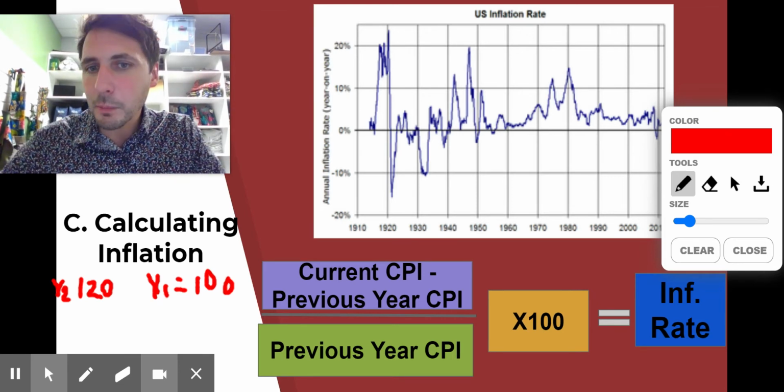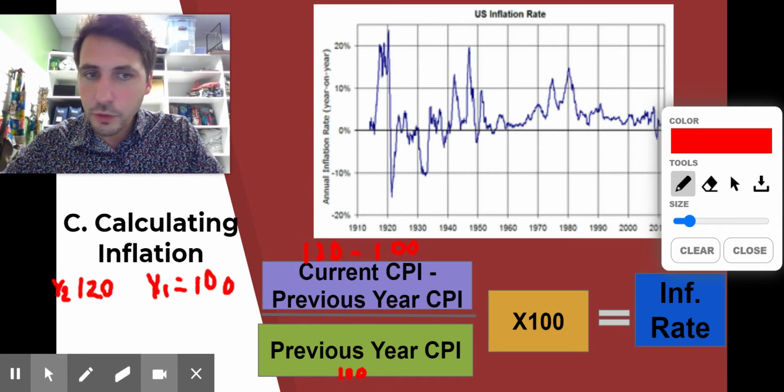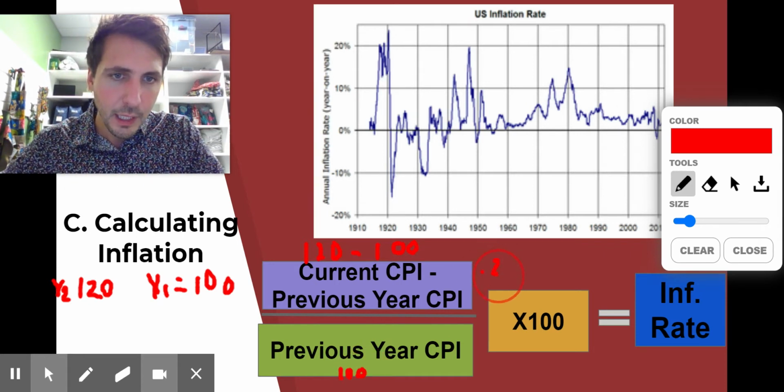So I simply plug these numbers in. I'm going to do 120 minus previous year, which is 100, divided by previous year, which is 100. So 20 divided by 100, which is going to kick out 0.2. I multiply that by 100, or I move that decimal over 2 places. My inflation rate is going to be 20%.